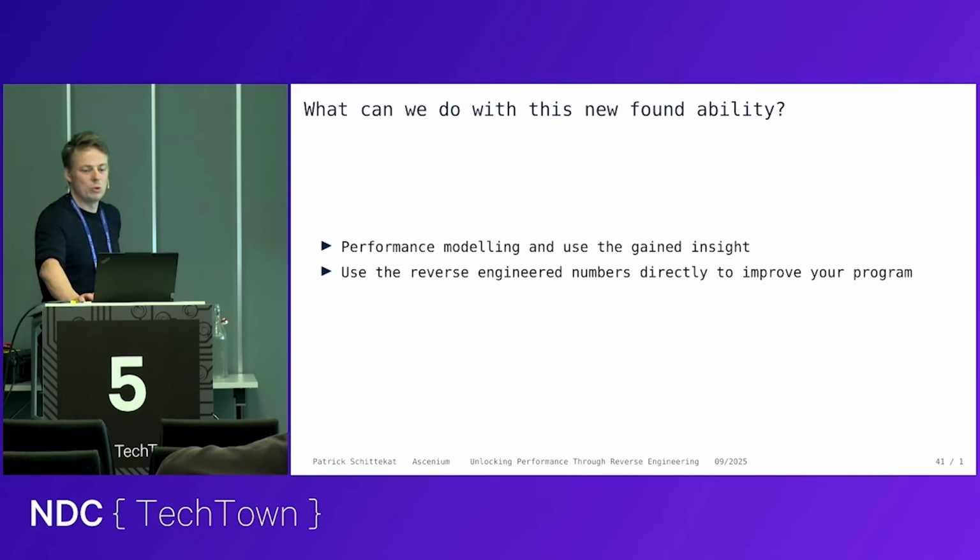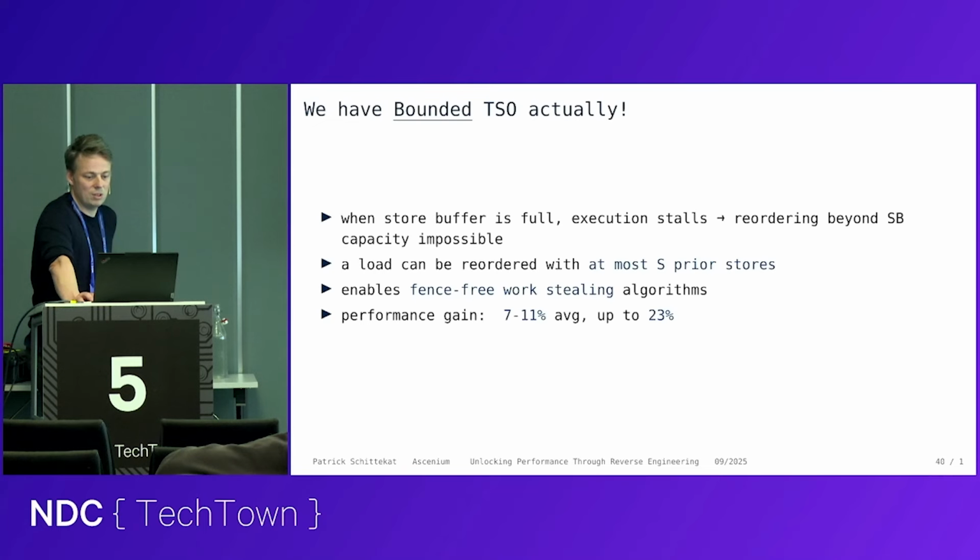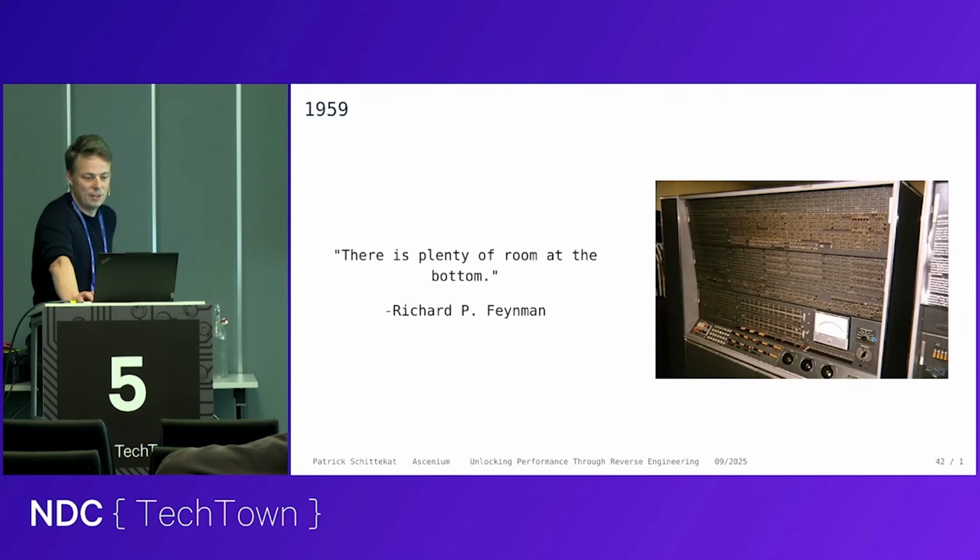So what can we now do with this newfound ability? We can do performance modeling and use the gained insights. We make visualizations of it, but we can also use these numbers directly to improve your program. That's what this was all about. And why do we need to do that? Now I come to the motivation. Why do we need to do that?